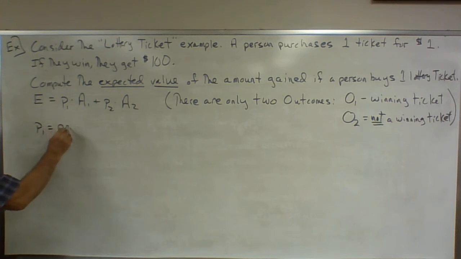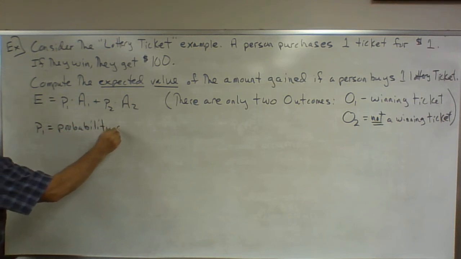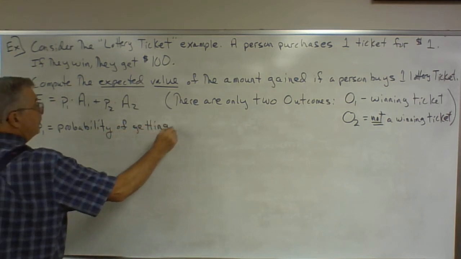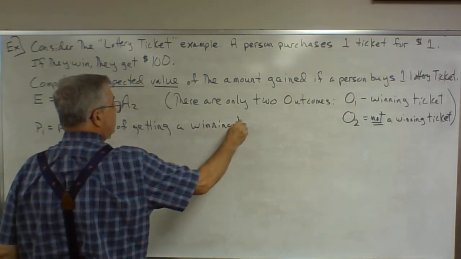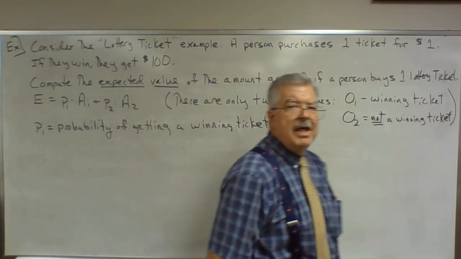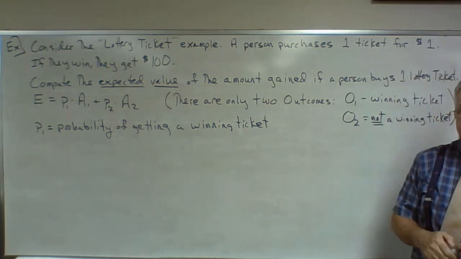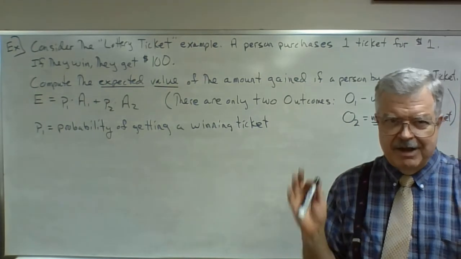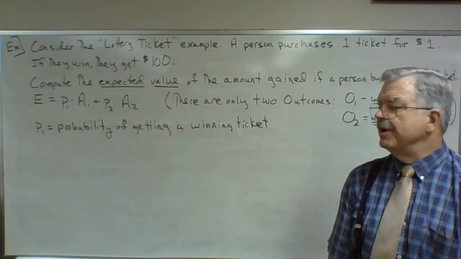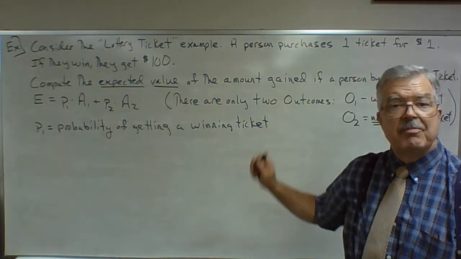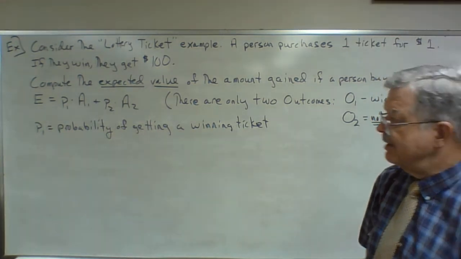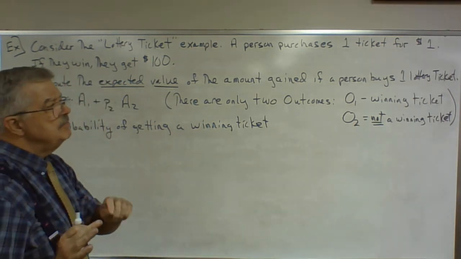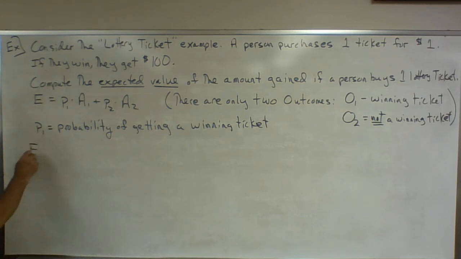So P1, the probability of getting a winning ticket. Every time we've referred to this particular activity before, we've done so without me saying what the probability of getting a winning ticket is. And I'm still not going to say what the probability is. What I'm going to do is use the record of winnings and losses in our previous example to determine the probability of getting a winning ticket. I'm just going to do this experimentally, and assume that the experimental result is close to the actual result.